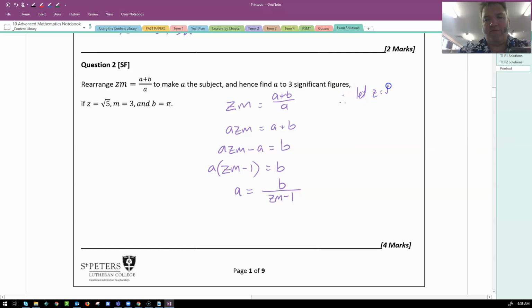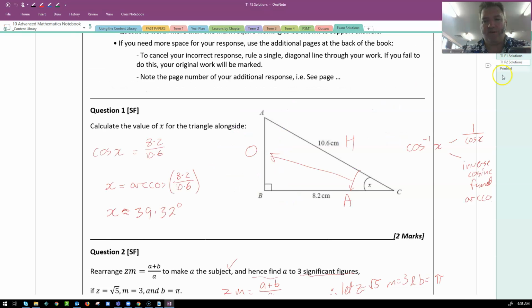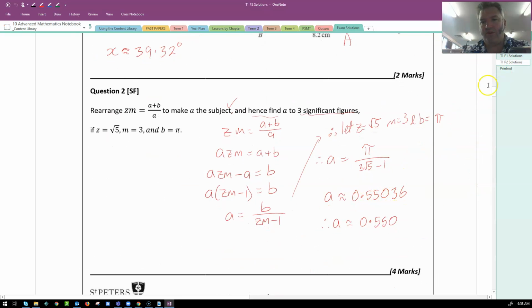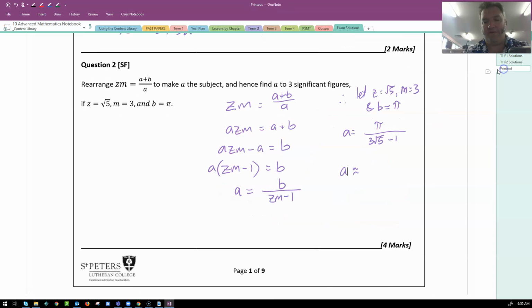Of course, I have to do the second part. Let z equal root 5, m equal 3, and b equal pi. Substitute correctly, so I've got a equals pi divided by 3 root 5 minus 1. a is approximately equal to, I mentioned this yesterday as well, if it says to go to 2 significant figures, often it's a nice idea to write it to more than 2 significant figures and then show that you know what you're doing with the 3 significant figures. So we'll go 0.55036.